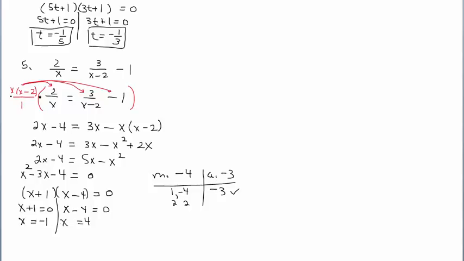This wouldn't be too difficult to check, so if I plug in negative 1, that's negative 2. So keep that on hold in your brain. This is negative 2. If I put in negative 1 here, that would be 3 over negative 3 or negative 1. Negative 1 minus 1 would be negative 2. So this one does check.